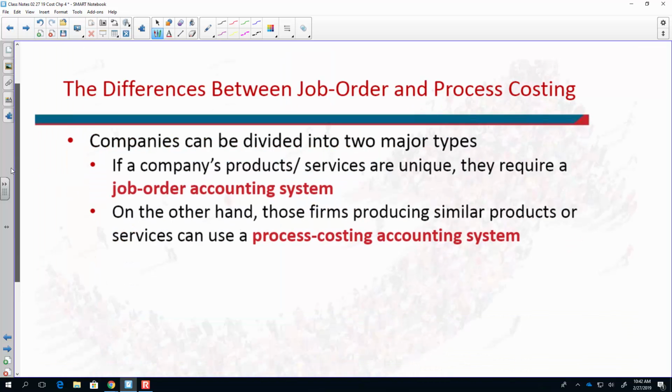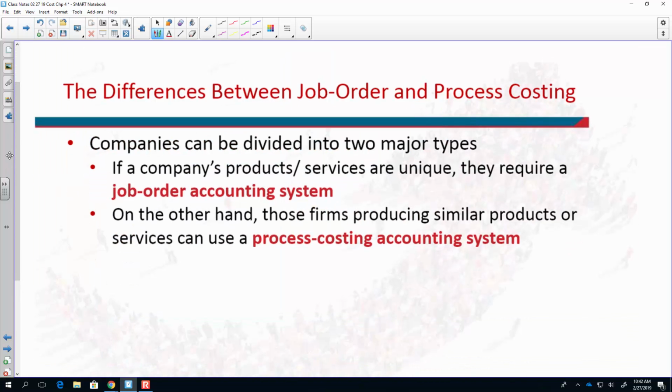So the book starts off on page 150 with a comparison of job order to process costing. You will have to know the difference between the two and identify what companies would use which system. So chapter 4 is here. That's what we're talking about. Chapter 6, which is our next chapter, will be process.